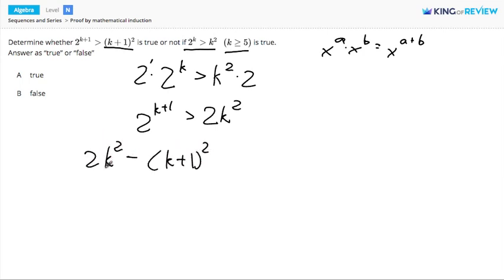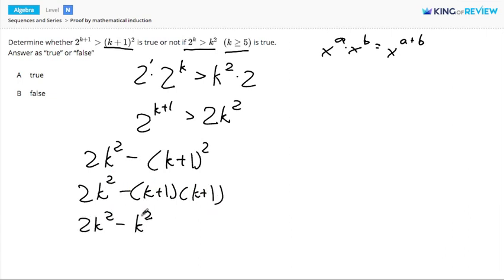If we expand k plus 1 squared, that's k plus 1 times k plus 1. And if we distribute that out, it becomes 2k squared minus the quantity k squared plus 1 times k, which is k, plus k times 1, which is k, and k plus k is 2k, and then 1 times 1 is 1. So if we subtract all these terms, we get k squared minus 2k minus 1.